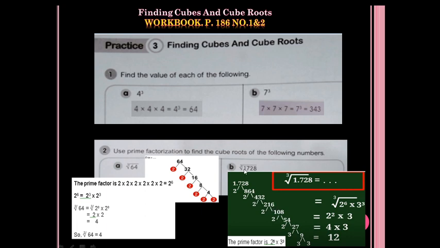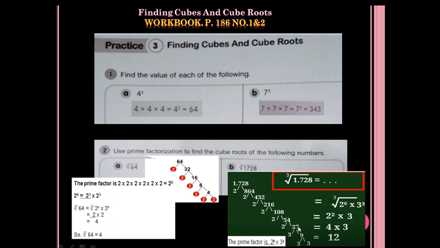Now, what is the cube root of 1728? This is how to find it by using prime factorization. 1728 divided by 2 equals 864. 864 divided by 2 equals 432. 432 divided by 2 equals 216. 216 divided by 2 equals 108. 108 divided by 2 equals 54. 54 divided by 2 equals 27.